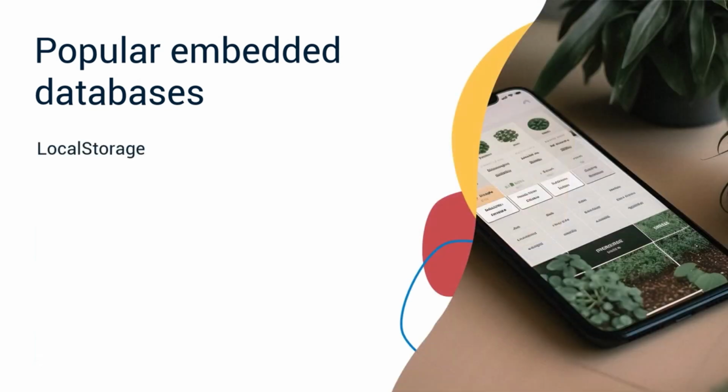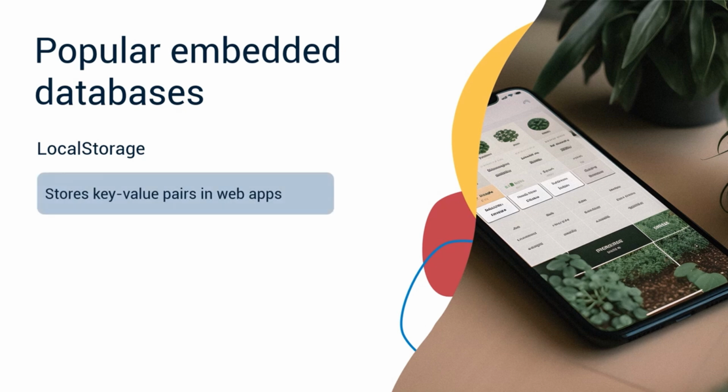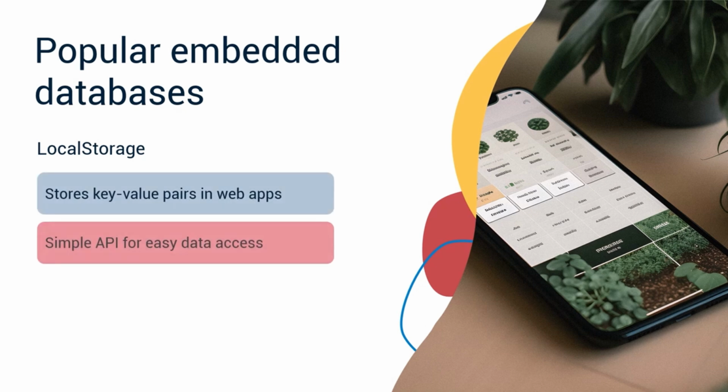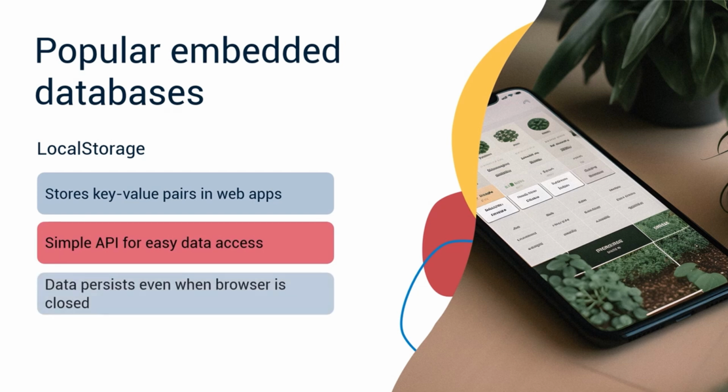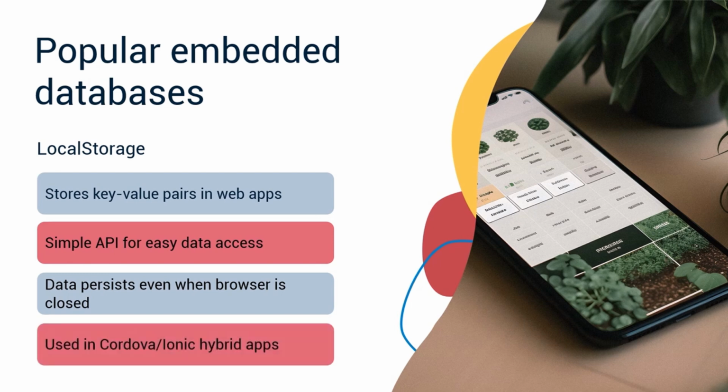Local storage is a web storage solution available in modern web browsers. It allows you to store key value pairs in a web application. With a simple API for storing and retrieving data, data persists even when you close the browser. Local storage is ideal for small amounts of data like user preferences in web applications or hybrid mobile apps using frameworks like Cordova or Ionic.